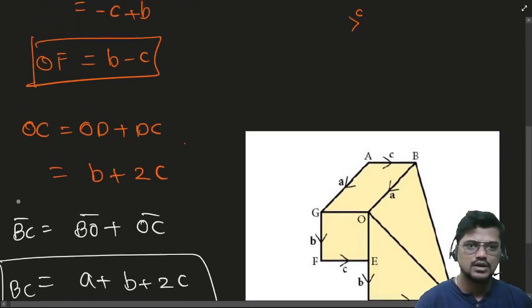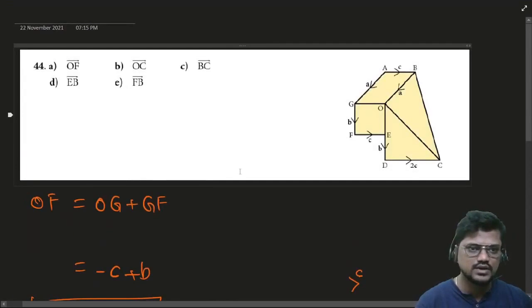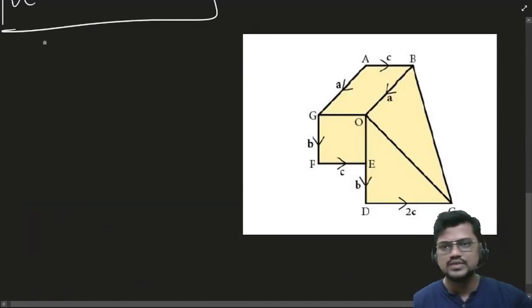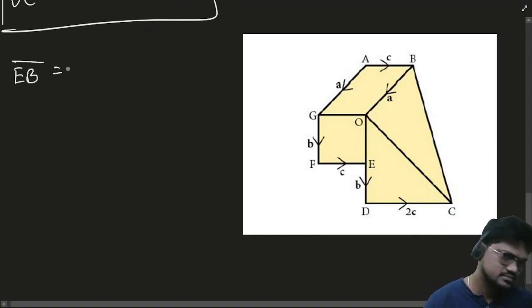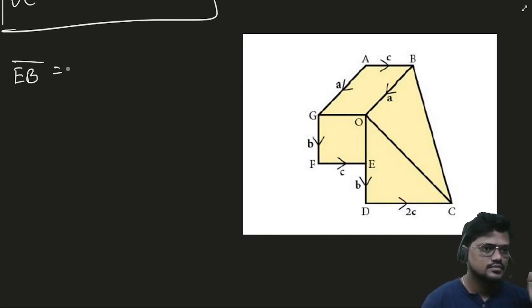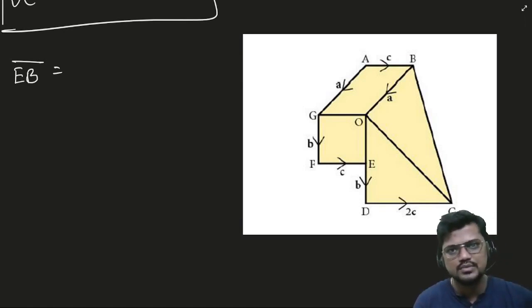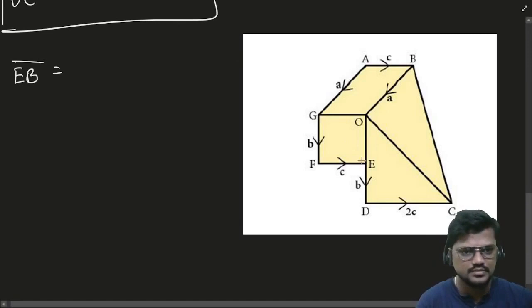After that, they have asked what is vector EB. What is vector EB? How you will find it? So can you draw a line connecting them? Not required. Yeah, you can draw, no problem. You can draw a line connecting both of them, means EB.